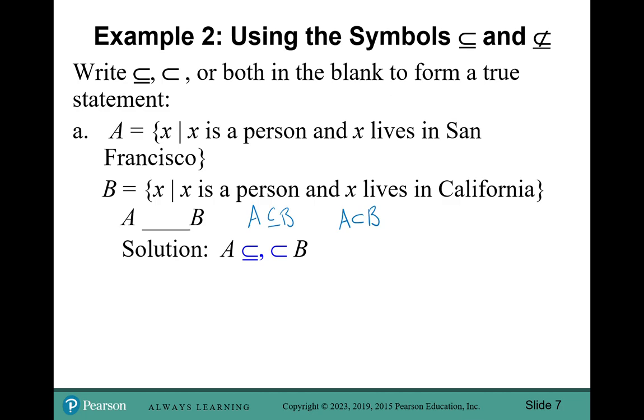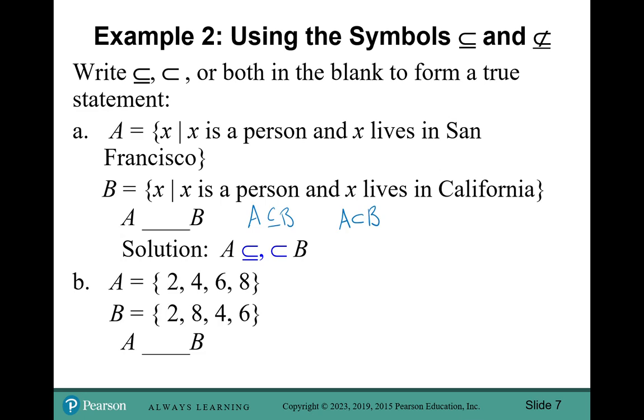Anything that is a proper subset of something is also a subset of something. But just because something is a subset of something doesn't mean it's a proper subset of something. I'm going to say that one more time. If something is a proper subset of something, then it definitely is a subset of it. But if it is a subset of it, it doesn't mean that it's a proper subset of it. Let's look at another example.